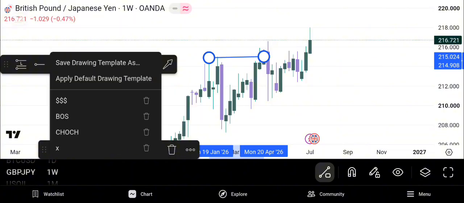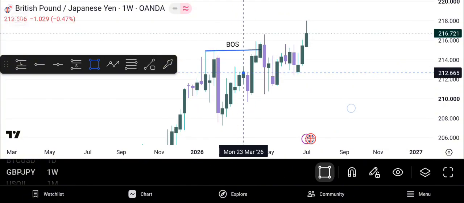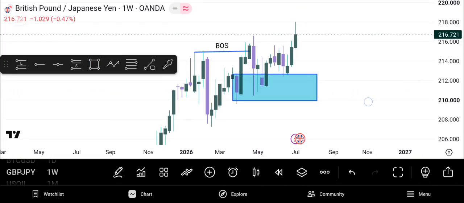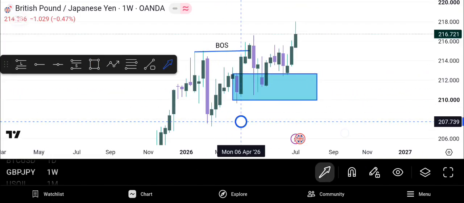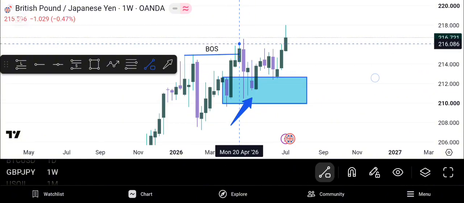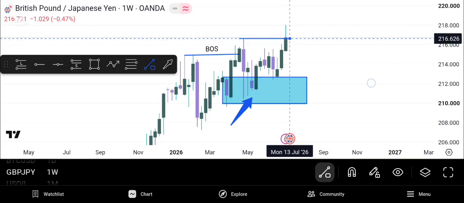By the way, I enter my trades from lower time frames. So price came back to this order block that caused the break of structure, and now is buying up. You can see that price has currently taken out this previous weekly high.